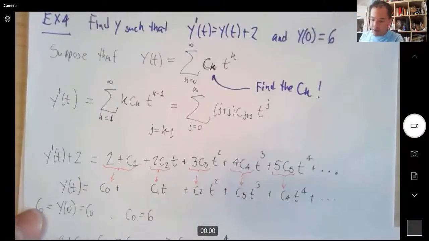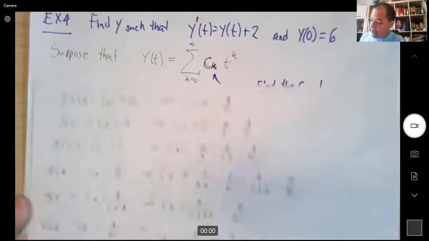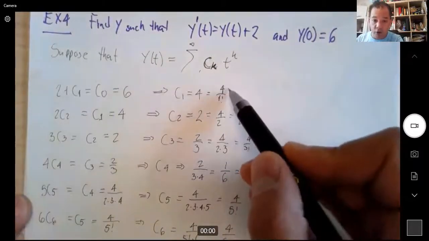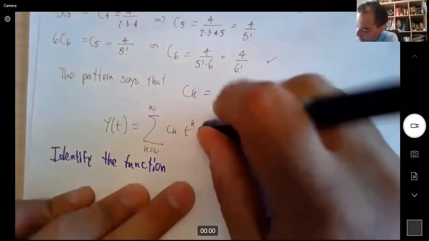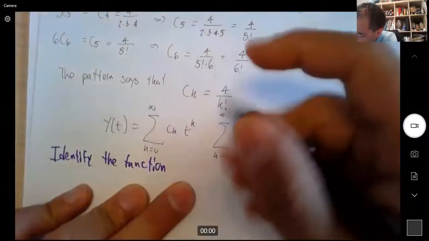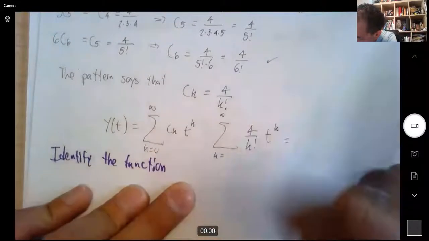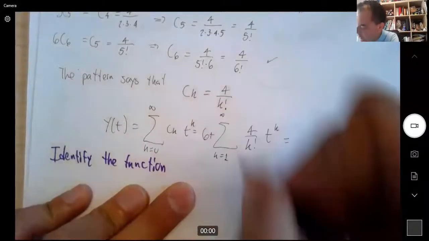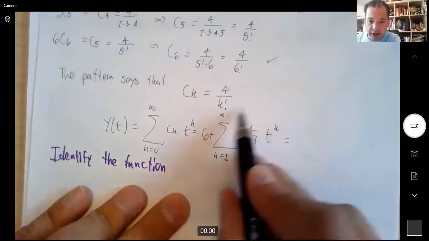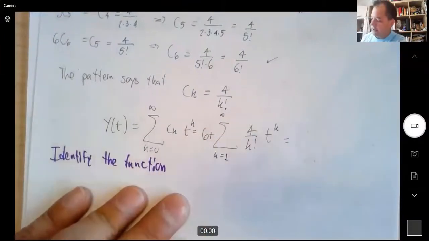So our initial C was C0, which is 6. So that's a little bit different, right? But then after that, they are all 4 over k factorial. So I should write it more precisely. It starts at 1. And this is 6 plus. So the first term is 6, and then you do these ones over here, right?